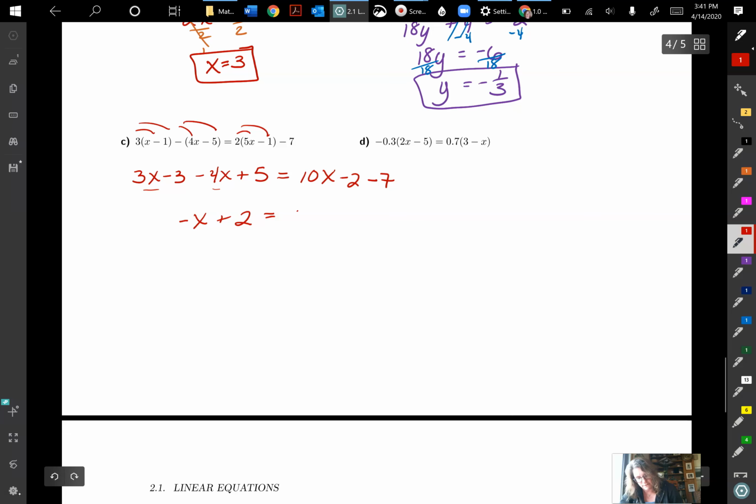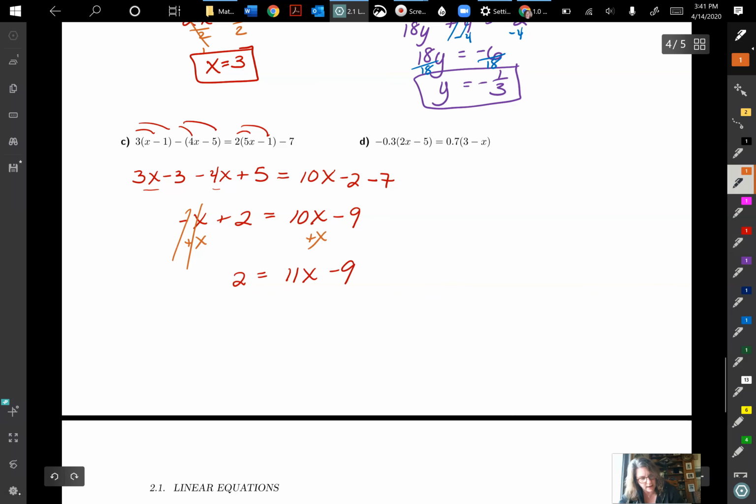And then we have 10x minus 9 on the right hand side. Now we can start collecting things, get our variable term to one side equal to a number on the other side. It doesn't really matter which one. I'm going to actually add x to both sides. Go that route, and then I end up with 2 equals 11x minus 9.